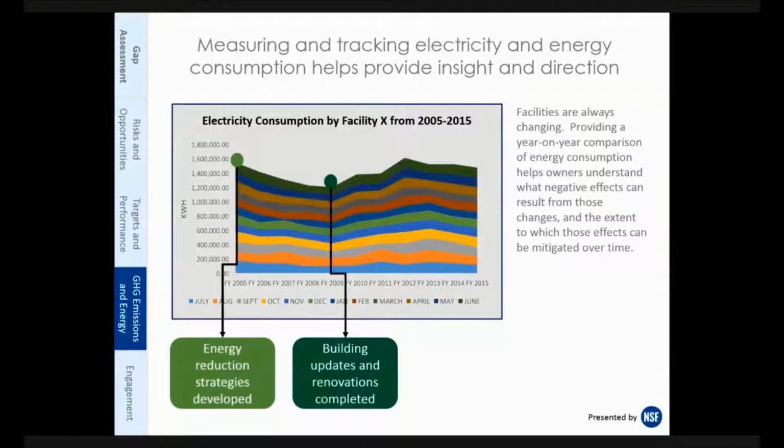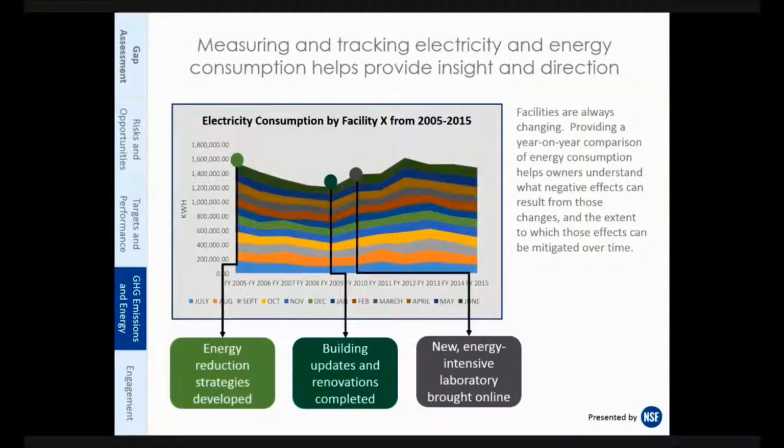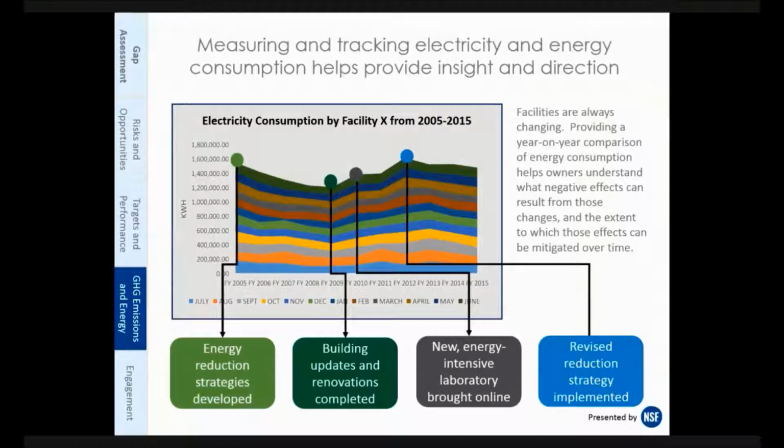What's interesting is that the electricity consumption started to spike again. And there's a really simple reason for that. A new energy intensive laboratory was brought online. So after they realized that the electricity consumption was increasing, they realized they needed to revise that strategy and develop a new way to create a reduction target. And so having that historical view is really helpful, and it allows you to think more in the future about different facility things that are coming online.